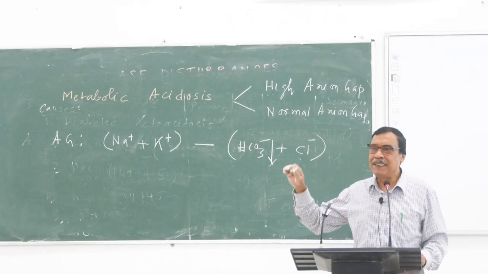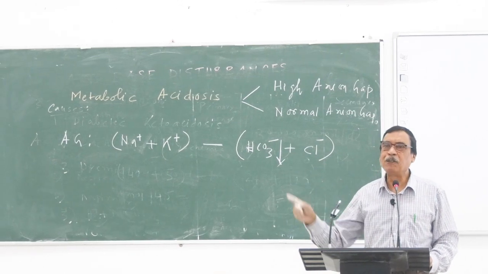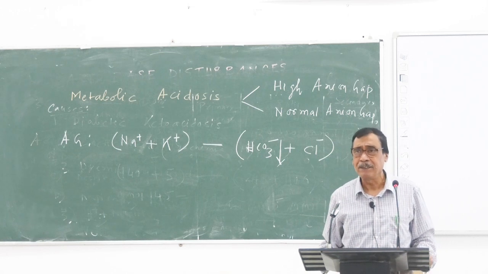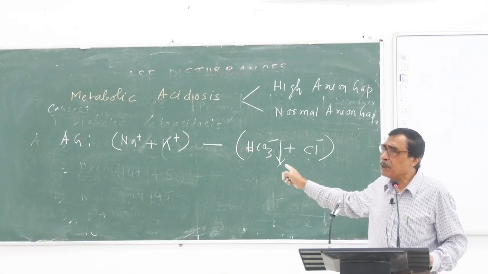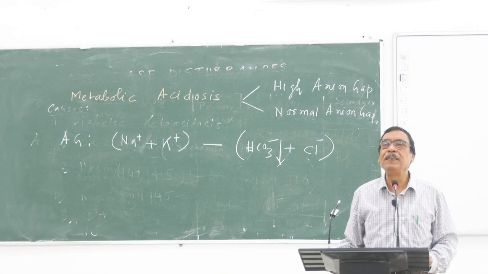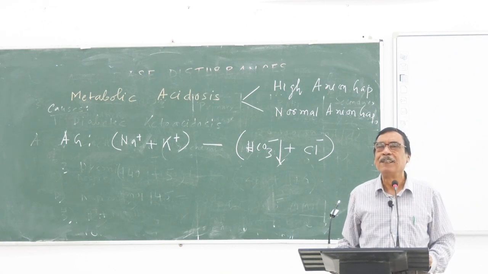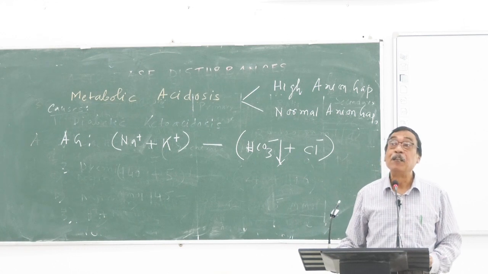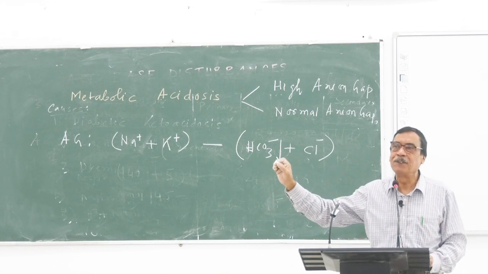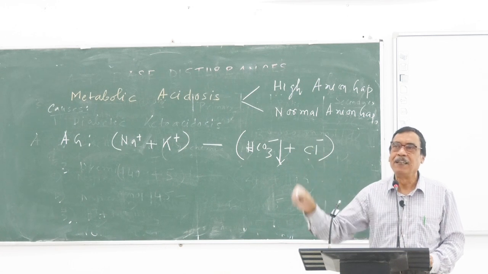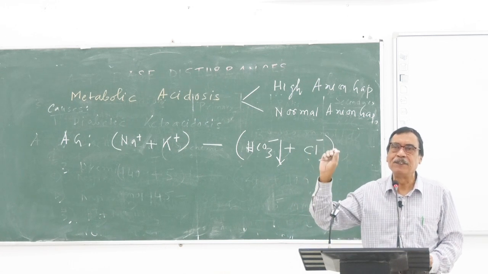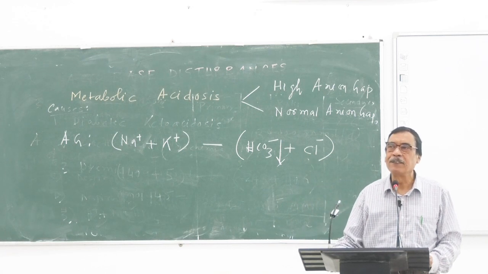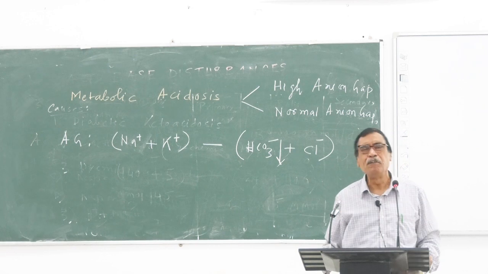Because of the decrease in bicarbonate ion, the calculated anion gap will be more than 15, it may be 20, it may be 30. Because of the decrease in the bicarbonate ion, anion gap will be increased in metabolic acidosis, and that is known as high anion gap metabolic acidosis. Causes of high anion gap metabolic acidosis are diabetic ketoacidosis, lactic acidosis, uremic acidosis due to chronic renal failure, and due to poison like methanol, ethanol, oxalic acid, formic acid, paraldehyde, many poisons.